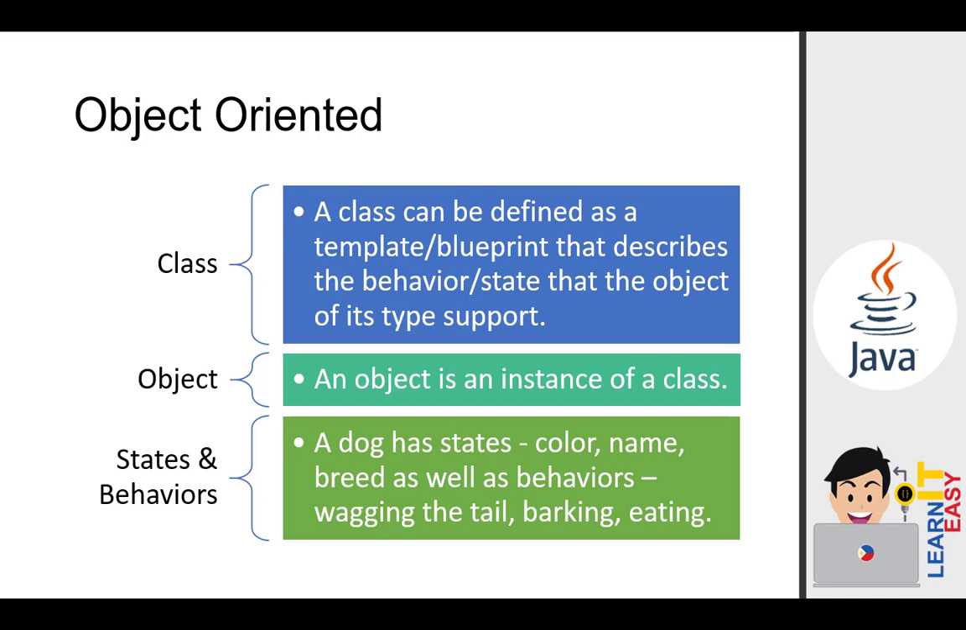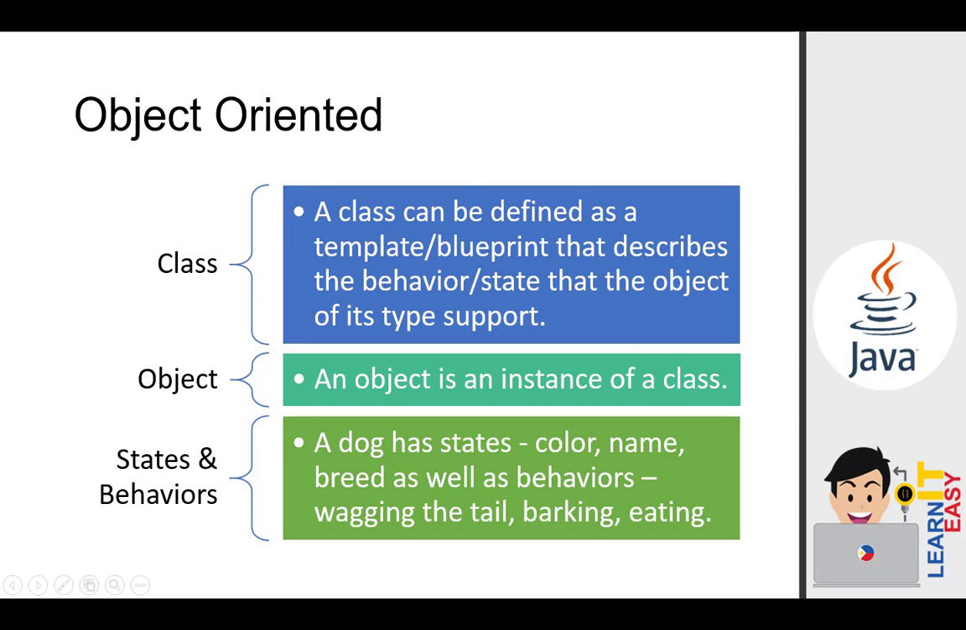Next, we have object. By definition, an object is an instance of a class. Meaning, out of the class or blueprint that we have, we should be able to produce the actual usable object. When I say usable, I mean an object that can already be used or invoked inside our Java program. Lastly, we have states and behaviors.